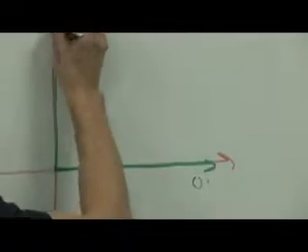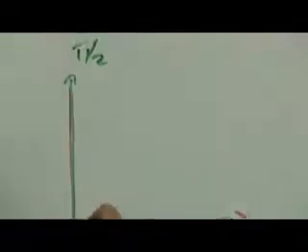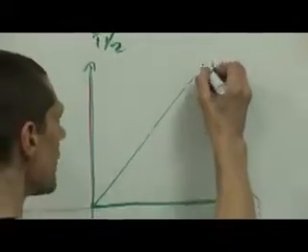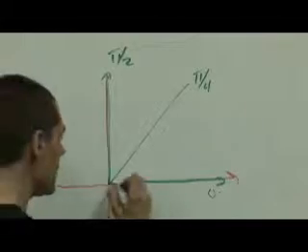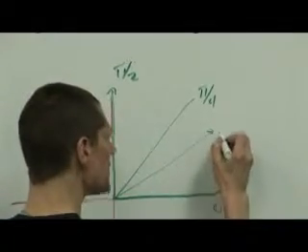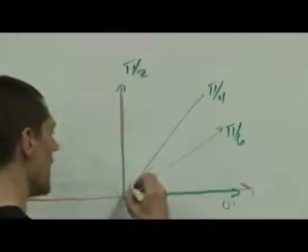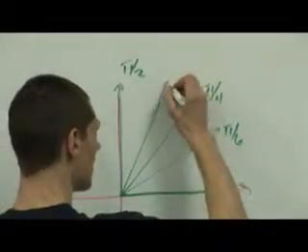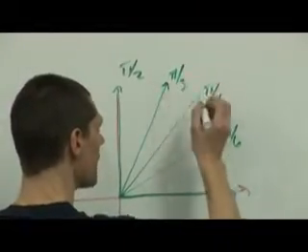Here is 90 degrees, which is pi over 2 radians. We already split this. This is 45, which is pi over 4. 30 degrees is something like this, and this is pi over 6 radians. And 60 degrees is something like this, and this is pi over 3.